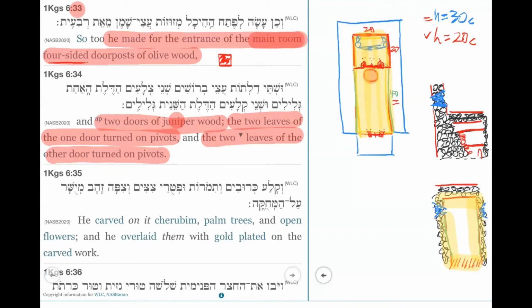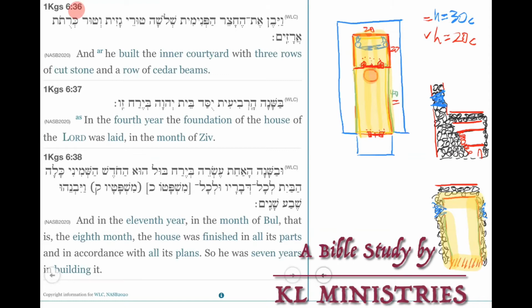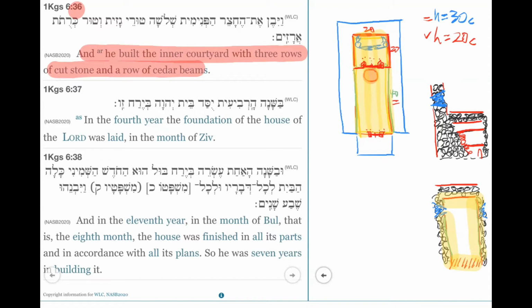And then he carved on the doors all these same pictures or same motifs, overlaid with gold plated on the carved work on the door. Verse 36. And now he built the inner courtyard with 3 rows of cut stones and a row of cedar beams. Now, when you read statements like this, it doesn't tell you very much.